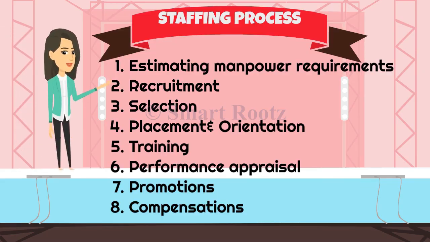So as a part of staffing process, Joe has estimated her manpower requirements. She has also used the external sources of labor supply to recruit her employees. She has found out the right candidate and selected them for the job. And she has provided an orientation program for her selected employees. She has trained and developed them before coming to the real job. She has also provided a performance appraisal, planned for their promotions and decided their compensation.